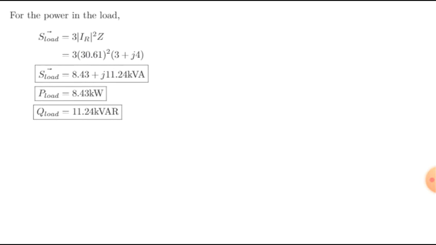For the load, I still use the complex S equals 3 times IR squared times Z. So IR here is the magnitude, which is 30.61. You square that one, you multiply it with 3 plus j4. Why 3 plus j4? That is the impedance of the load. We are solving for the power of the load. So the answer here will be that one.